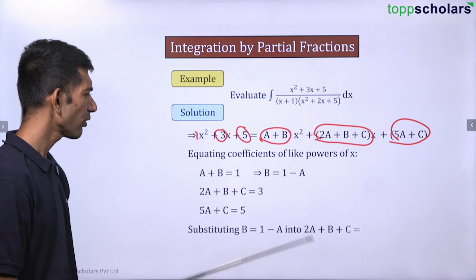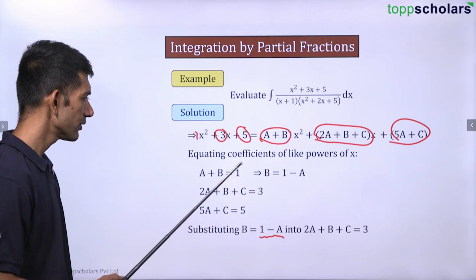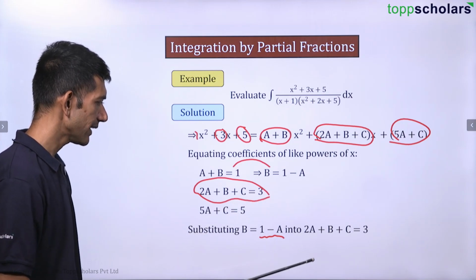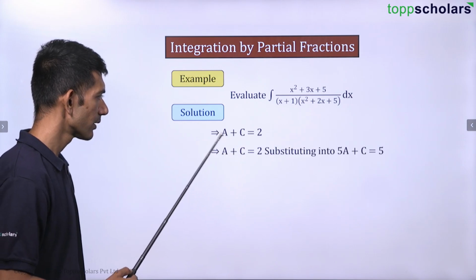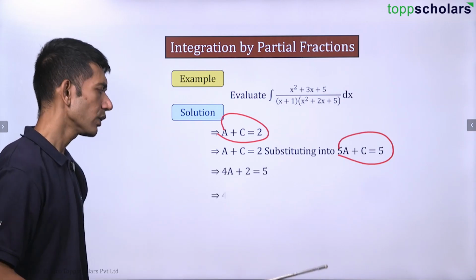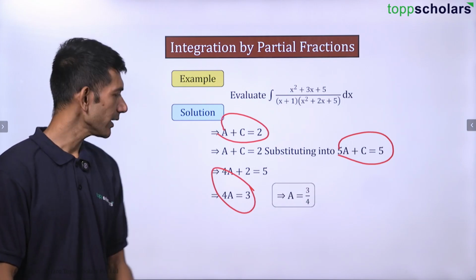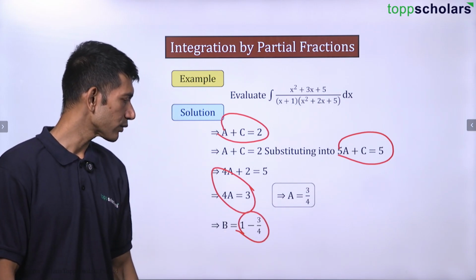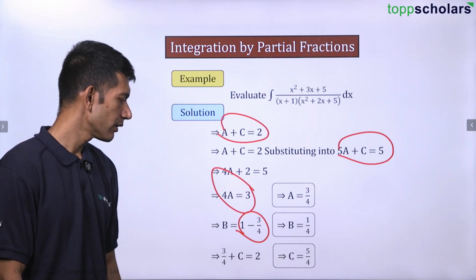Right? And then you solve this, put it here. We are substituting b is equal to 1 minus a. This b is equal to 1 minus a over here. And then we will put a plus c is equal to 2 into 5a plus c. You get the value of a here. The value of a will be 3 by 4, isn't it? Once you get the value of a, you can solve further. You get the value of b. Value of b is 1 minus 3 by 4. That is 1 by 4. And then get the value of c. C is nothing but 2 minus 3 by 4, which is 5 by 4.